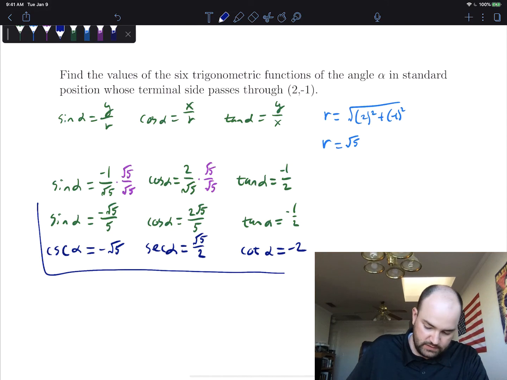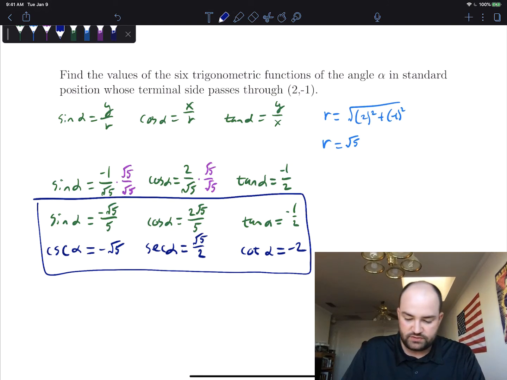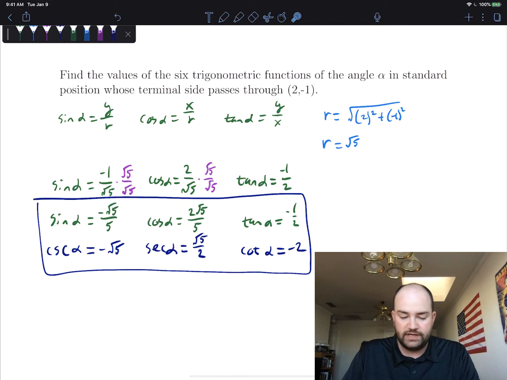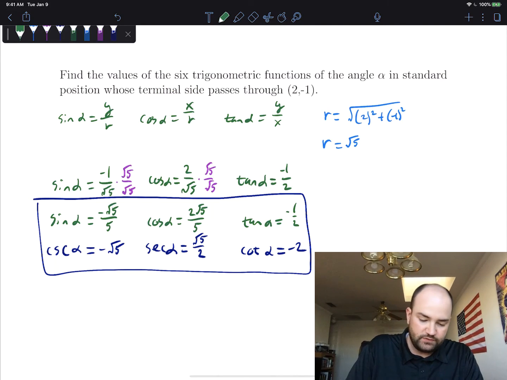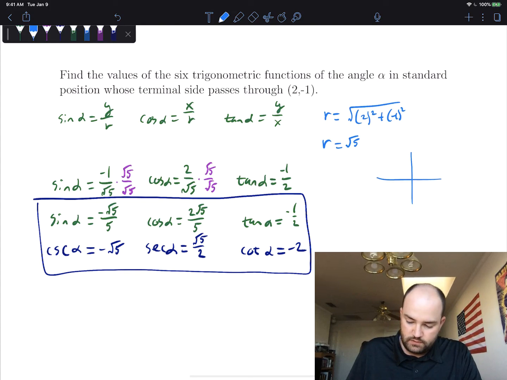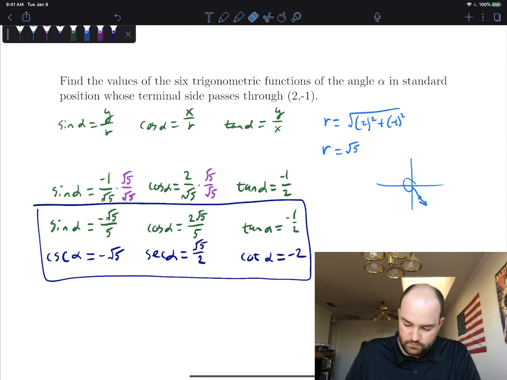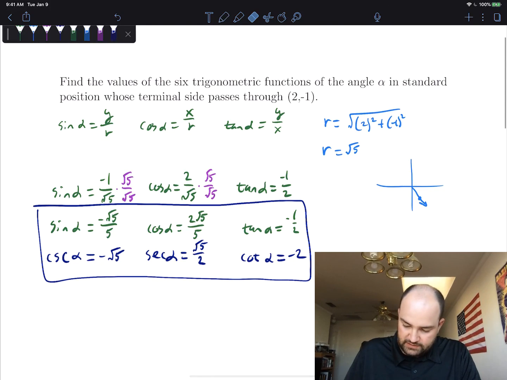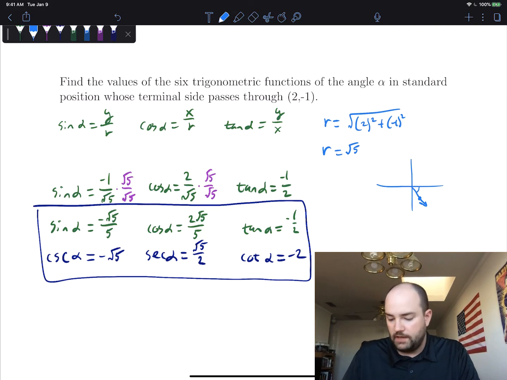And there you go. These are the 6 trigonometric functions for the angle alpha in standard position whose terminal side passes through the coordinate (2, -1). Now it's a little bit more difficult to see if we try to visualize it using a graph because it's going to look something like that, where (2, -1) is on that coordinate, and alpha is here. Or technically, alpha could be there. Either way. But that is what we have here.